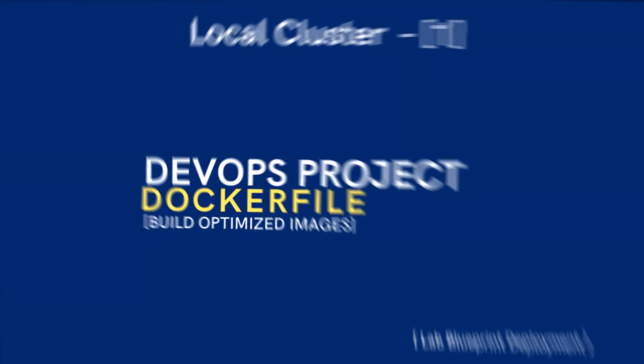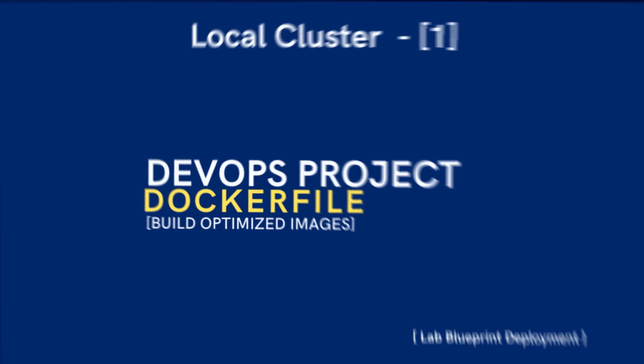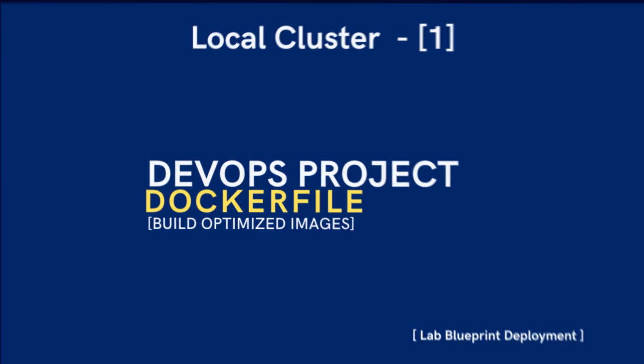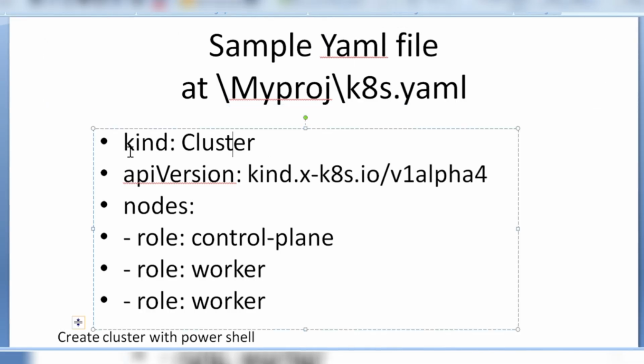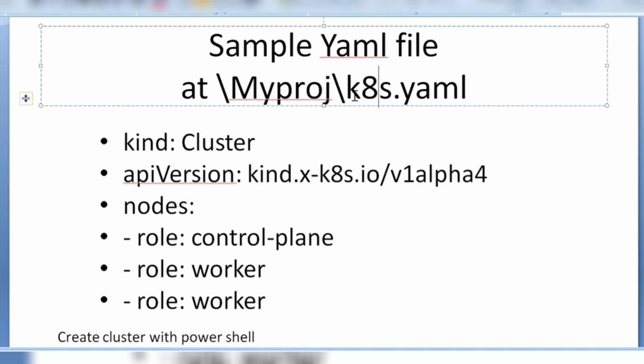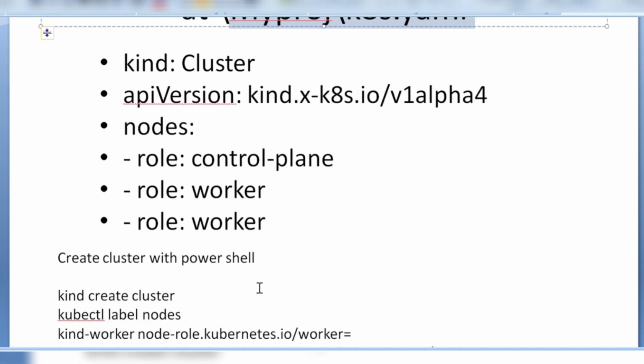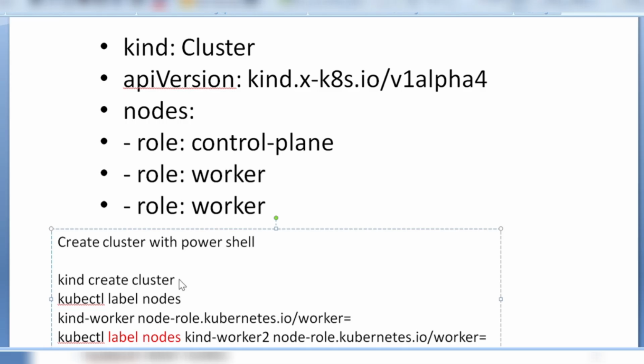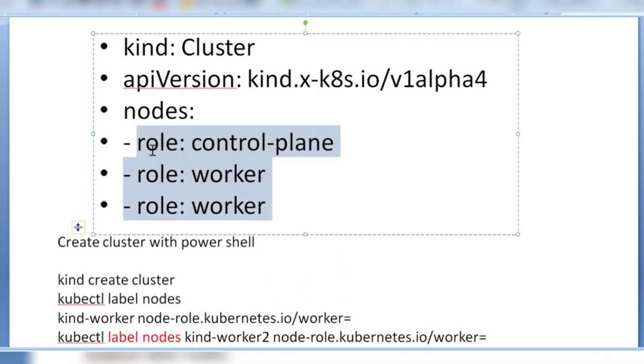In my last video, I forgot to show how the YAML file looks like. So I created this. I copied this from the website and then saved it as the YAML file in the project file. So when we create the cluster, just run the create cluster command. Then these three nodes will be created.